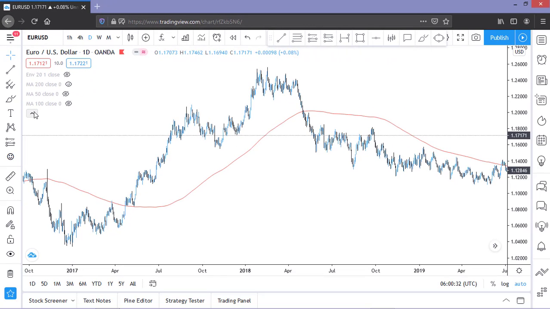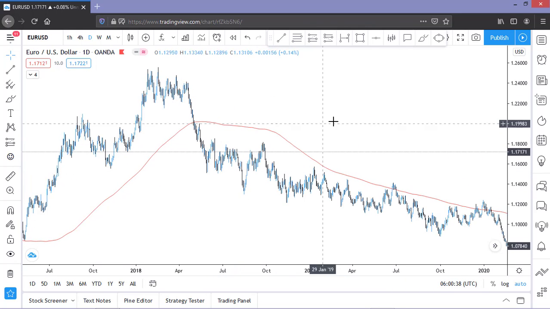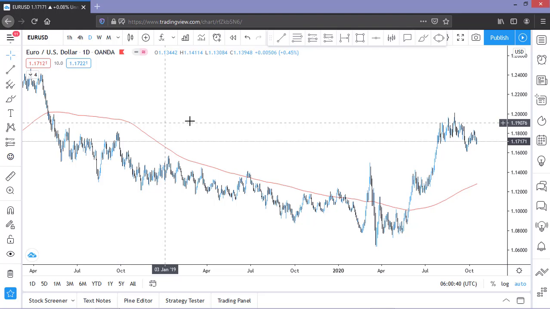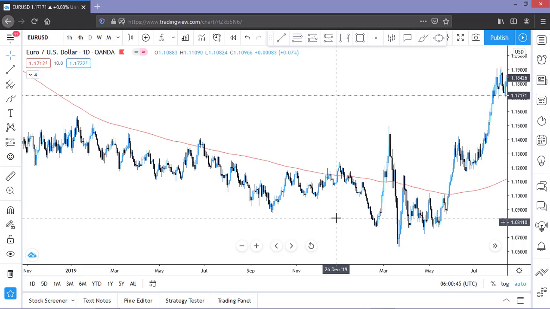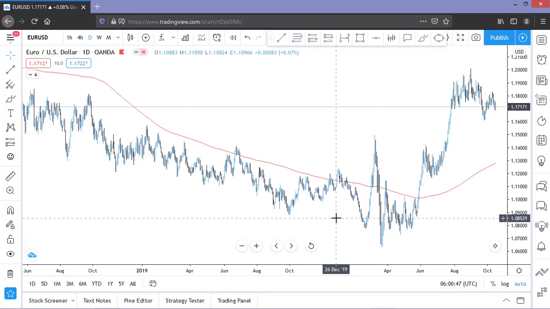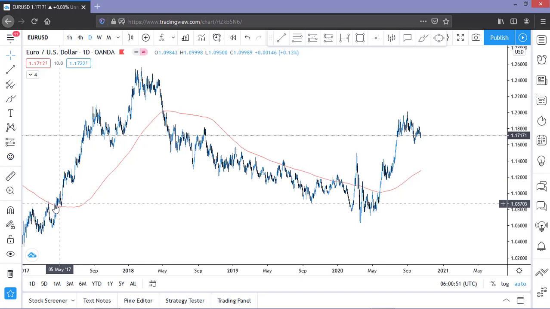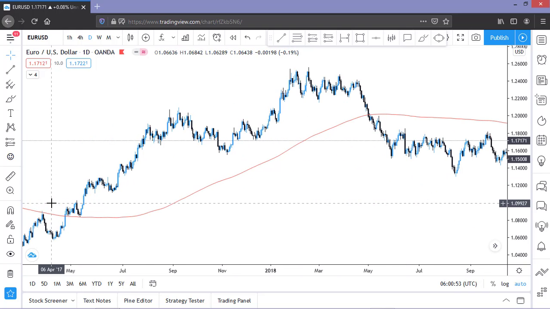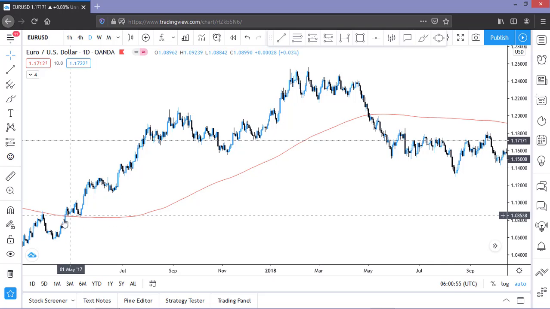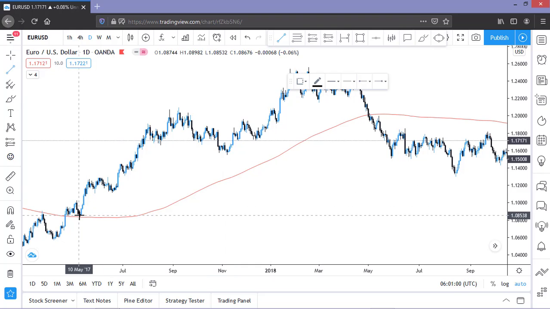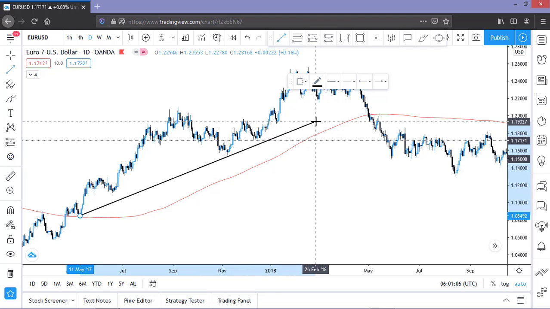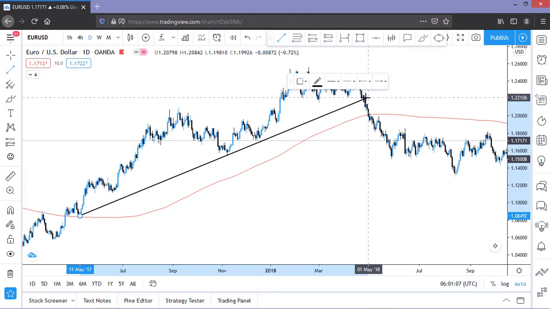Then the second one is the 200 moving average. The 200 moving average is a long-term moving average, very common. What I use it for is long-term trends. As you can see here, when the market broke out of the 200 moving average, it went far ahead, in an uptrend from 2017 to 2018. So that's how it works.